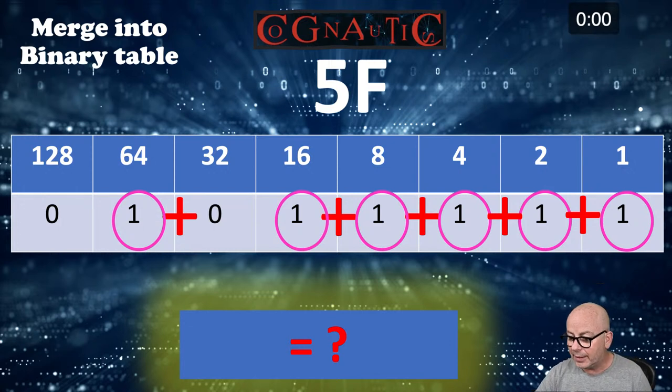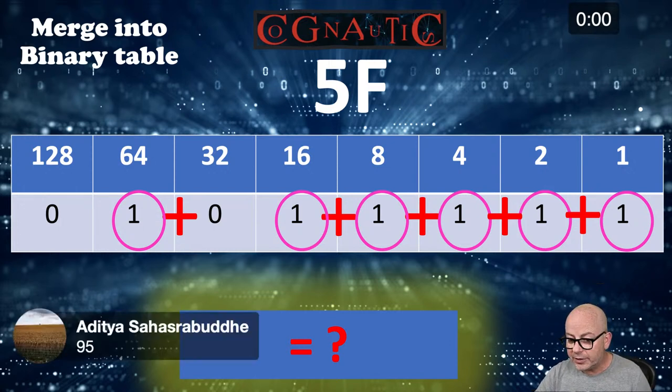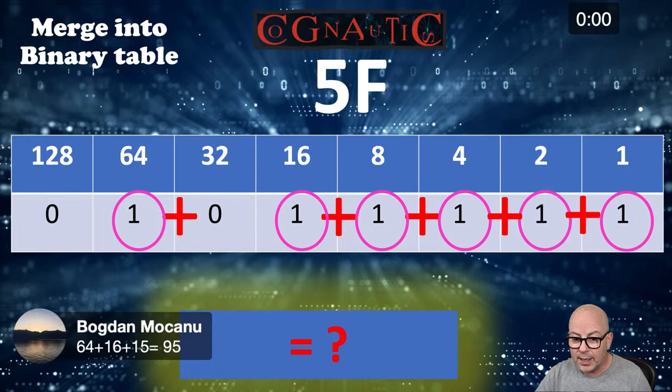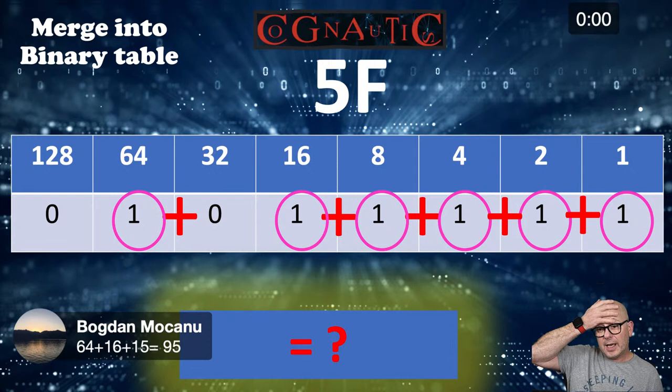64, look at Bogdan here. Aditya, you were the first to get it right, okay? But Bogdan has really helpfully put that up there: 64, 16, 8, 4, 2, 1, okay? Quick maths, 95. Absolutely outstanding.